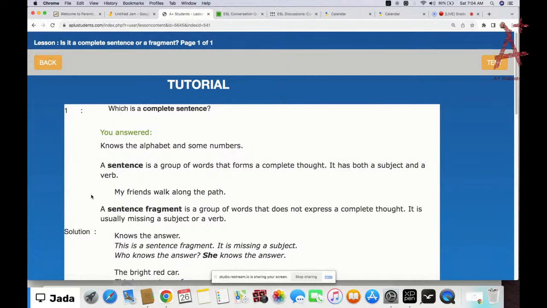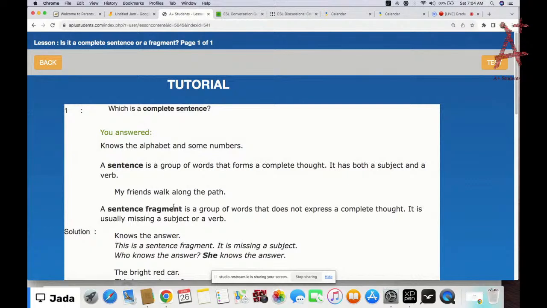All right. So moving on now, we have the sentence fragment. So what's a sentence fragment? A sentence fragment is a group of words that does not express a complete thought. It is usually missing a subject or a verb. So that's the difference between the sentence fragment and a complete sentence.